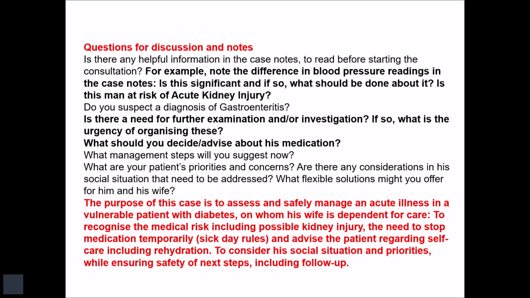So the purpose of this case was to assess and safely manage an acute illness and vulnerable patient with diabetes on whom his wife is dependent for care. Risk, again, that word, AKI, the need to stop medication temporarily, self-care, including rehydration, and that social situation and priorities. So all of that was encompassed.